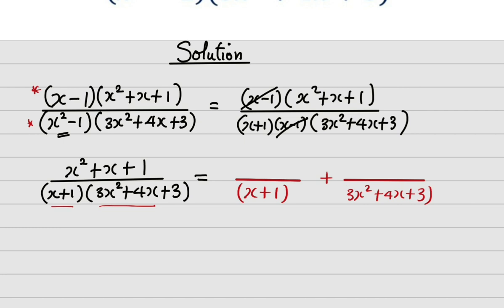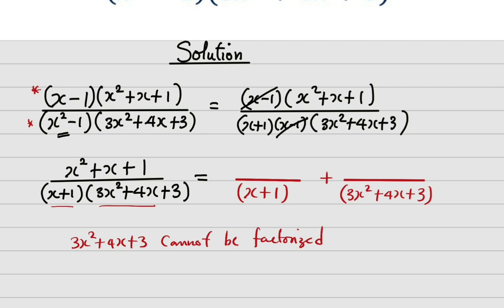Now, let me let you know something. Once you have a quadratic factor like this, do not be in a haste to treat it as a quadratic factor. Check if it can be broken down, if it can be factorized. But you see, 3x squared plus 4x plus 3 cannot be factorized. Since it cannot be factorized, then we go to what I'm going to be doing now.